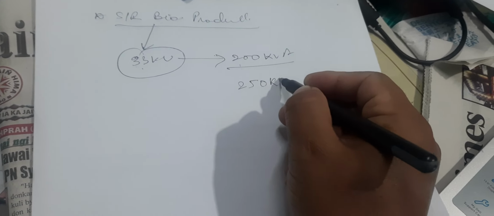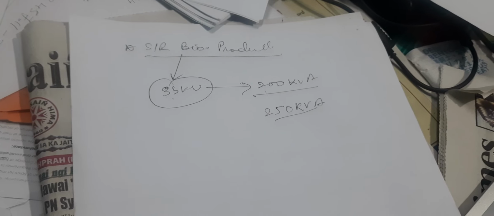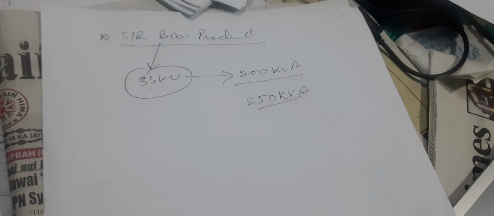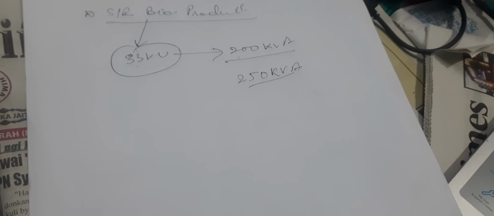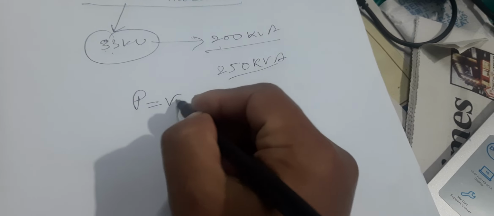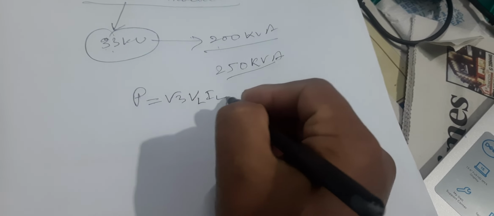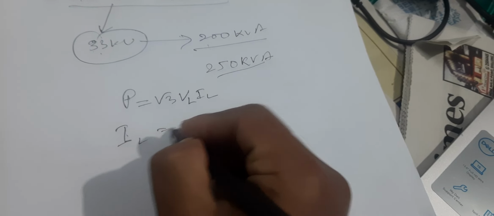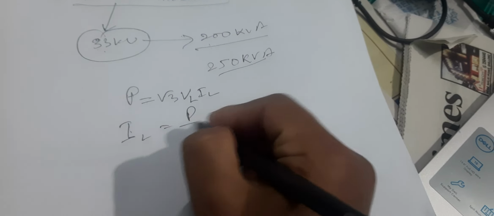So in this case, what is the CT size, or the CT ratio that we have to select? Of course it has to be a 33 kV CTPT unit, but what is the CT ratio? So we again have to take this formula, P is equal to root 3 VL IL. So our IL is P by root 3 VL. P is nothing but our contract demand, 200 kVA, and root 3 into VL, which is 33 kV.